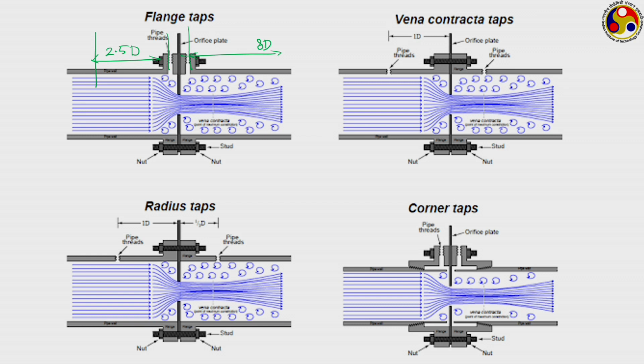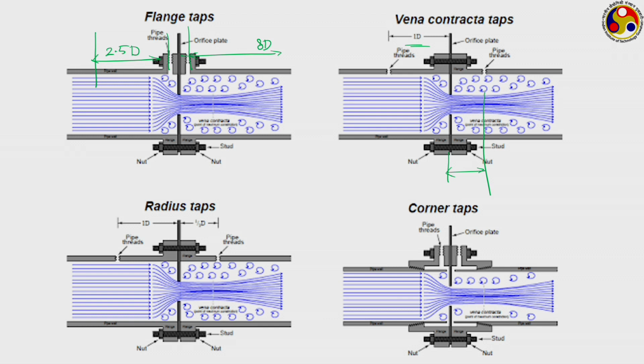Then we have the vena contracta tapping, as it is shown here. It is 1D on this side, but the location of vena contracta being unknown, it is generally given a particular fixed location that is generally decided. If we can properly identify the location of vena contracta, that is perfect, because you can get the perfect value of the delta P, but it is quite difficult to locate.